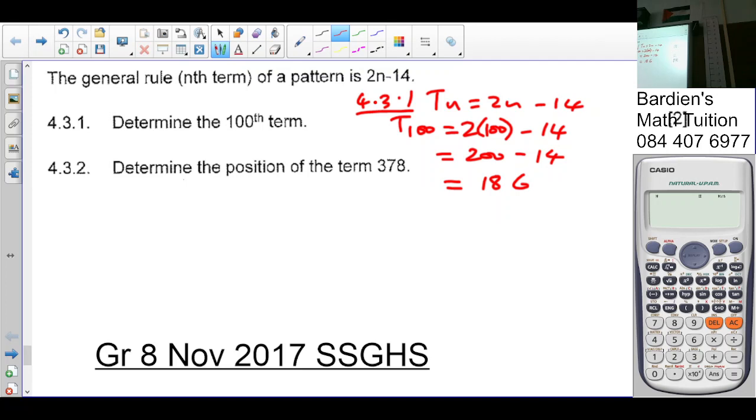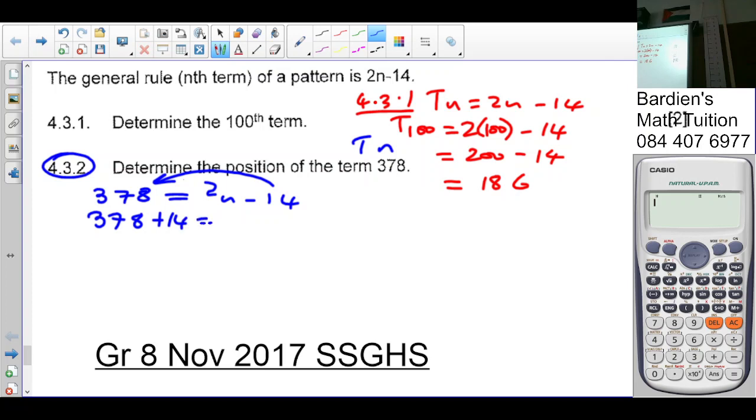The next one, it says determine the position of the term 378. I mean the value of the general term. This is your nth term here. So 378 is equal to 2n minus 14. You take 14 over the equal sign, it becomes 378 plus 14 is equal to 2n. So it's going to give you 392 is equal to 2n. Divided by 2 both sides, and n is equal to 196. Is that correct?